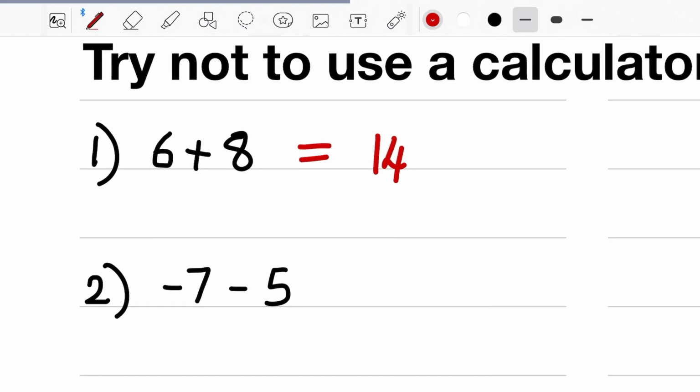For question 2, we have minus 7 minus 5. So from these signs, you can see that both numbers are negative. We will still add the numbers, ignoring the signs and adding the numbers. 7 plus 5, which is 12. However, since both numbers are negative, your answer will be negative 12. So the sign of your answer will be the sign of both of these numbers.